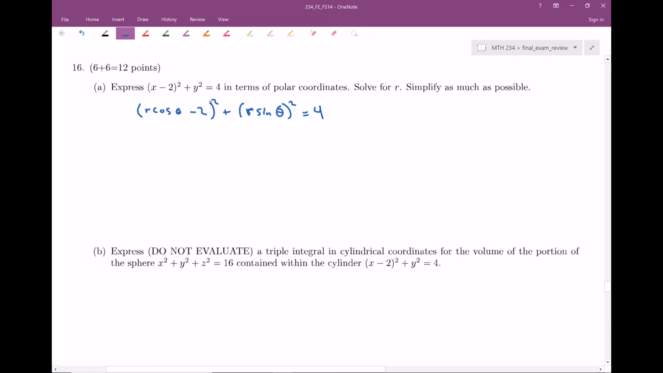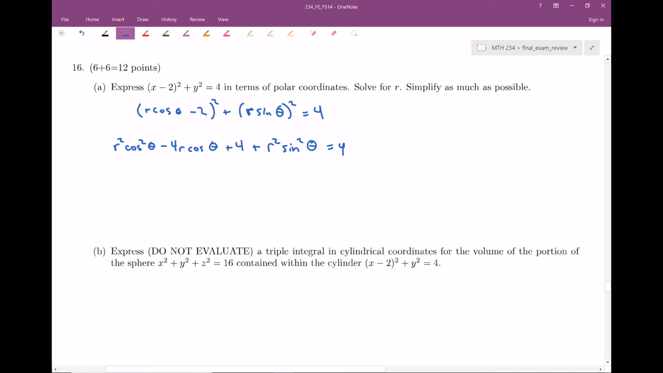So let's go ahead and expand these things a little bit. When I expand this, notice I have to FOIL this term because it's a binomial. So I'm going to have r² cos²θ − 4r cosθ + 4 + r² sin²θ = 4. So again, this is me FOILing out this binomial, and then I can just distribute the square to the r and the sine here because this is multiplication, and then 4 is just 4.